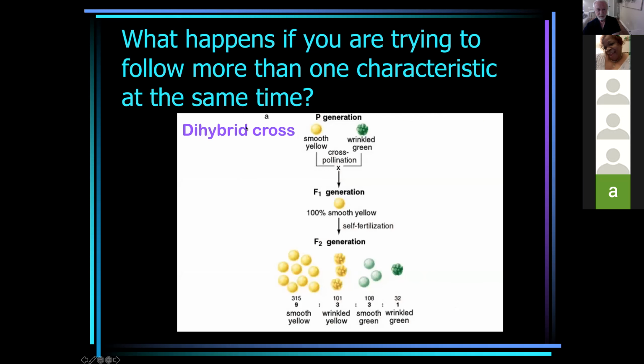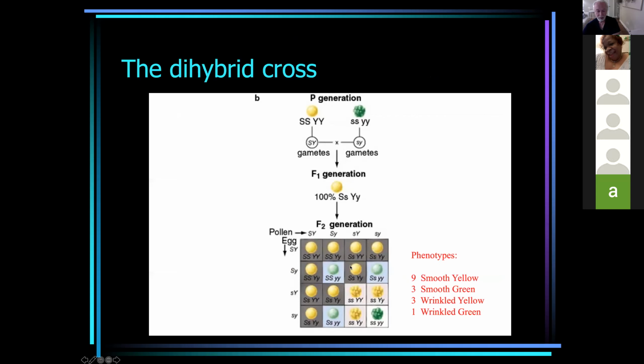So what happens if you're trying to follow more than one characteristic at the same time? This is an example where one set of characteristics is smooth seed coats with a yellow color, and the other plant has wrinkled seed coats and green. And what you end up with is a 9:3:3:1 ratio of smooth yellow, wrinkled yellow, smooth green, and wrinkled green. And this shows how you get there.